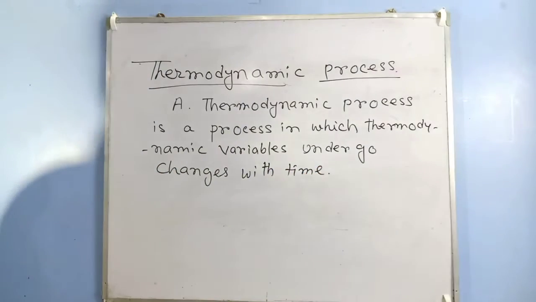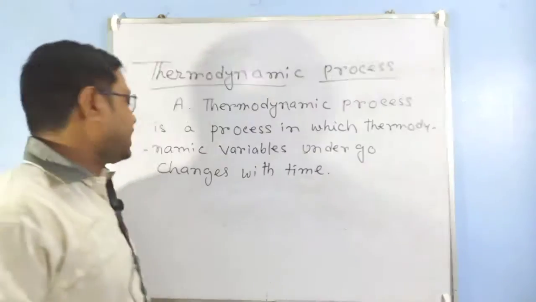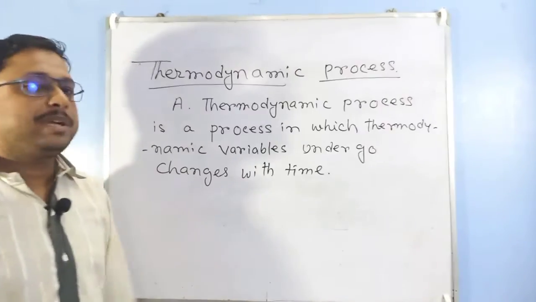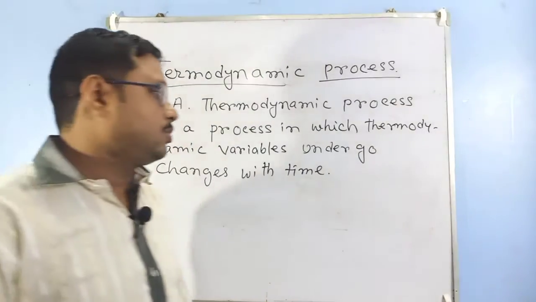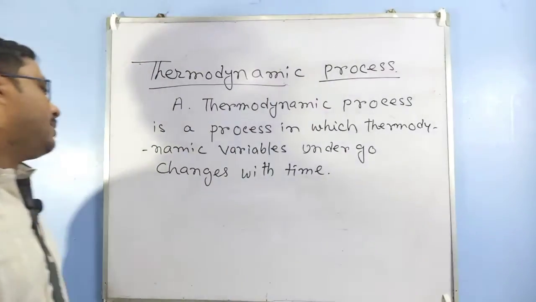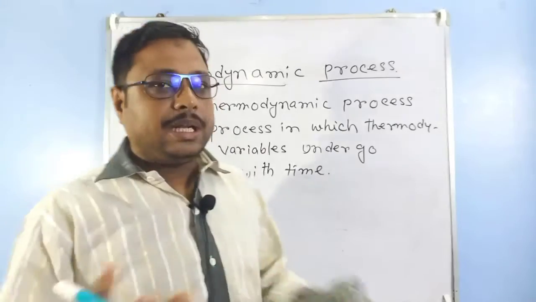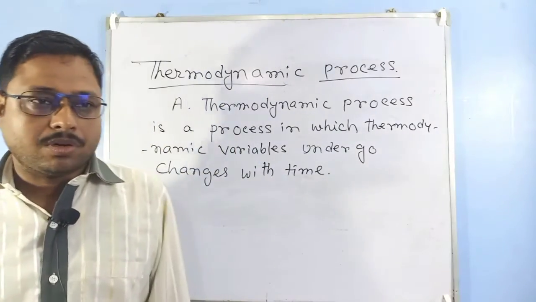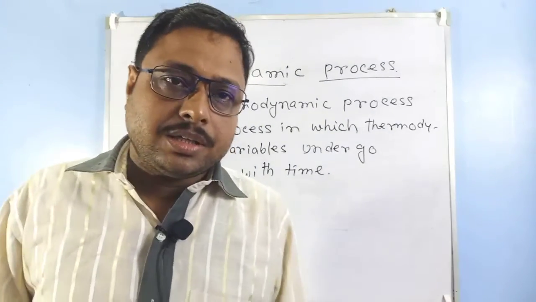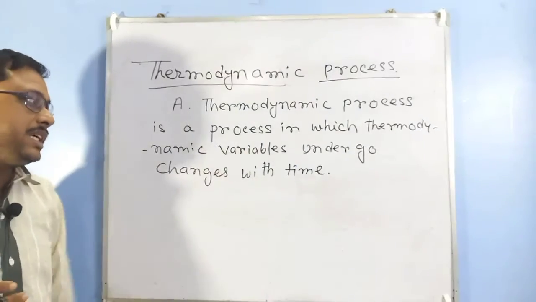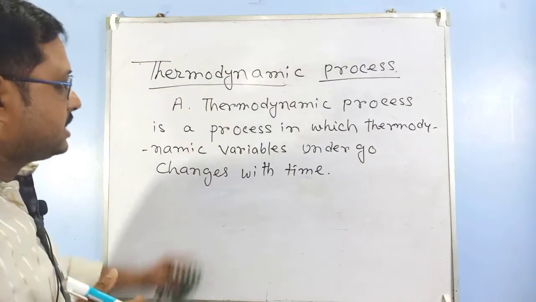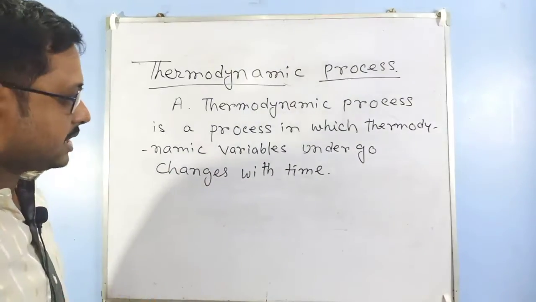A thermodynamic process is a process in which thermodynamic variables, meaning pressure, temperature, volume, density, etc., undergo changes with time. Due to elapse of time, the value of the variables changes. So this is the definition of thermodynamic process. Write it in your copy.